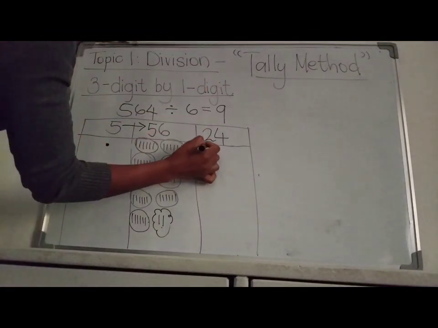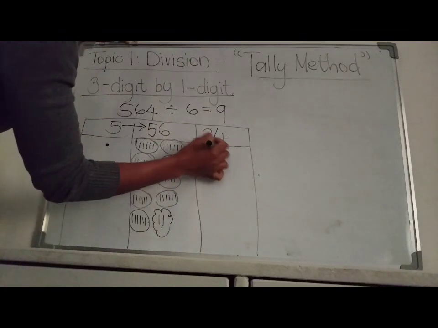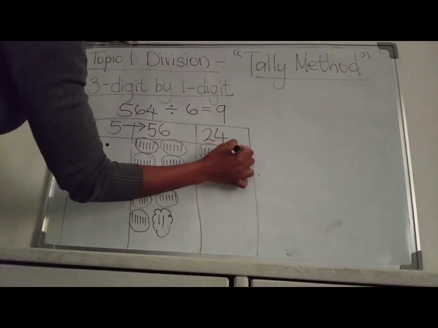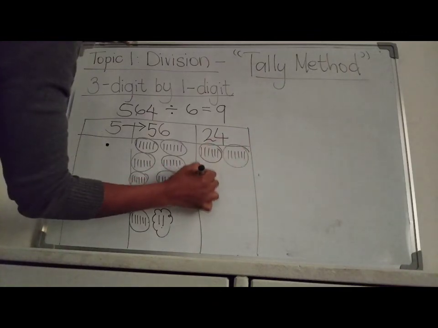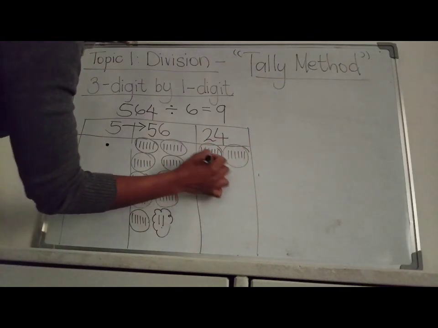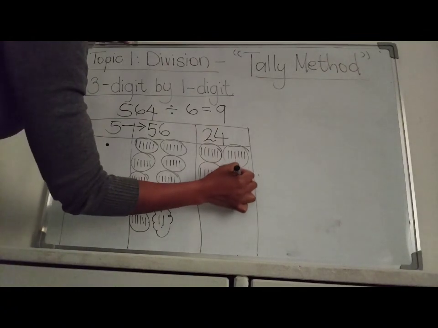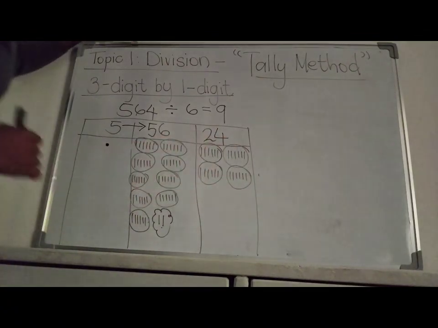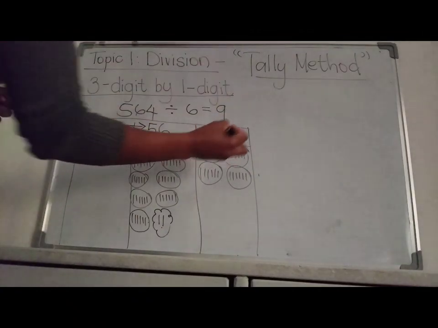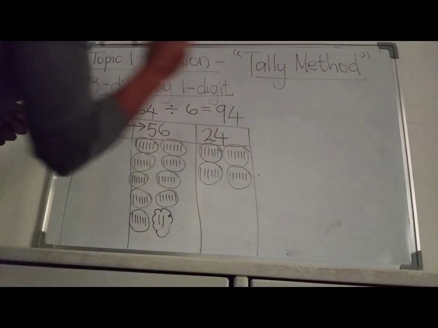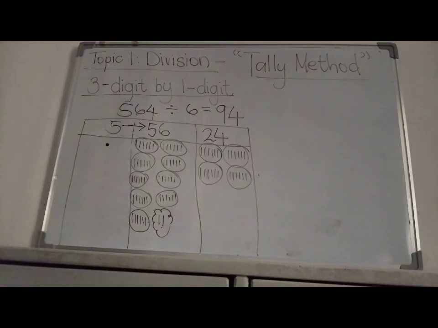Again, 1, 2, 3, 4, 5, 6, 7, 8, 9, 10, 11, 12, 13, 14, 15, 16, 17, 18, 19, 20, 21, 22, 23, 24. How many 6s? I get 4 6s ku 24. And that is how we do the tally method eklasini yam.